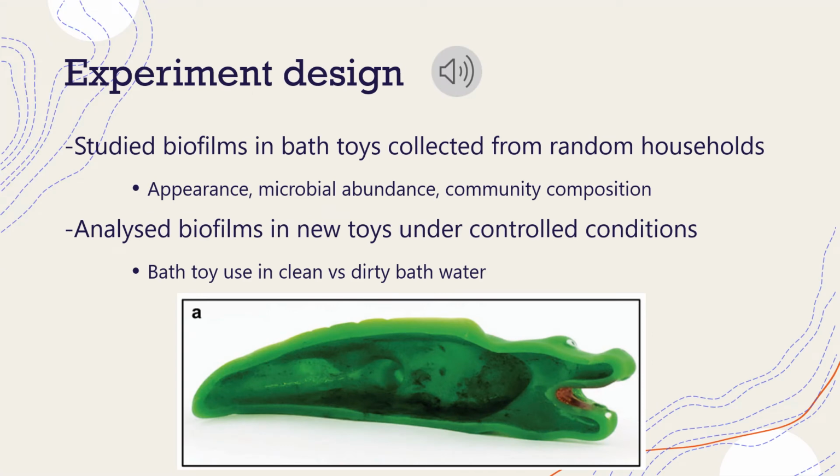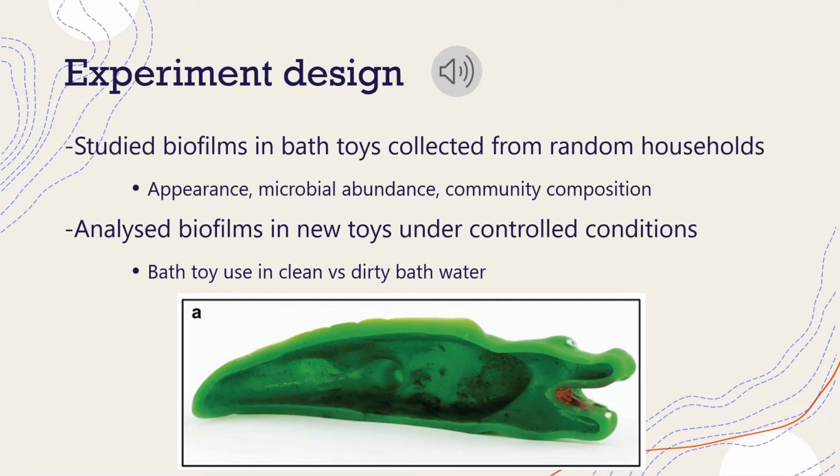And here is how they conducted this experiment. They collected a whole bunch of bath toys from random households, cut them open, and described the biofilm appearances, their microbial abundance, and community compositions. They also wanted to look at the formation of these biofilms under controlled conditions, where they took new bath toys and used them in clean bath water, versus taking another set of new bath toys and using them in dirty bath water.